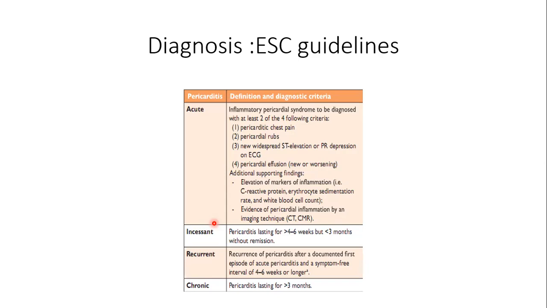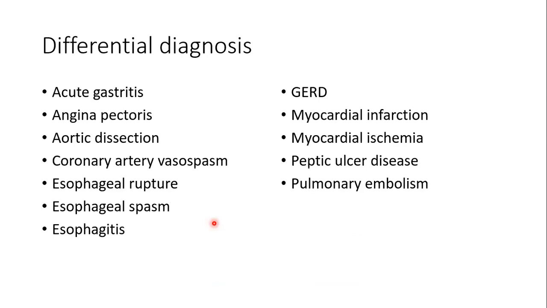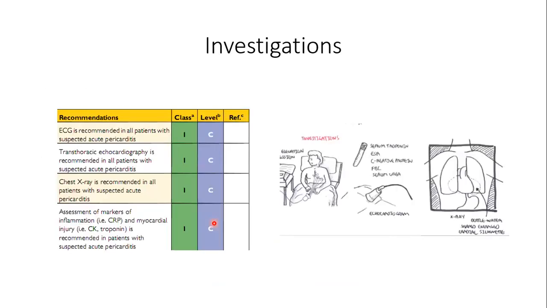So incessant pericarditis is pericarditis lasting for more than 4 to 6 weeks, but less than 3 months, without remission, okay? Then we also have recurrent pericarditis, which is a recurrence after a documented first episode of acute pericarditis, where the patient is symptom-free for an interval of 4 to 6 weeks or longer before coming down with another episode. Then we also have chronic pericarditis, which usually lasts more than 3 months. Okay, there are other close differentials that can also confuse making that diagnosis.